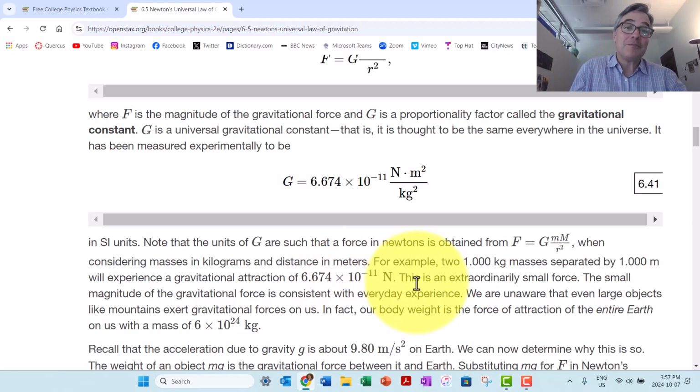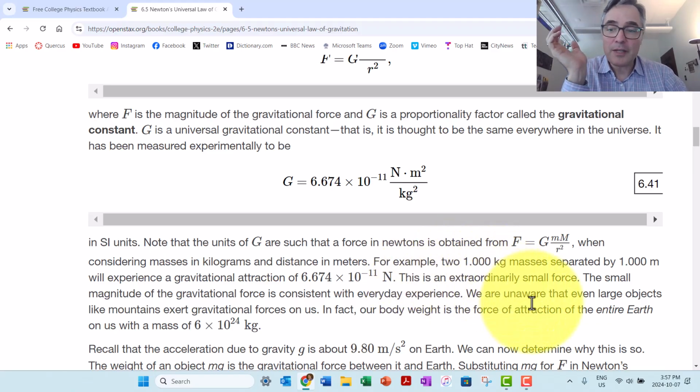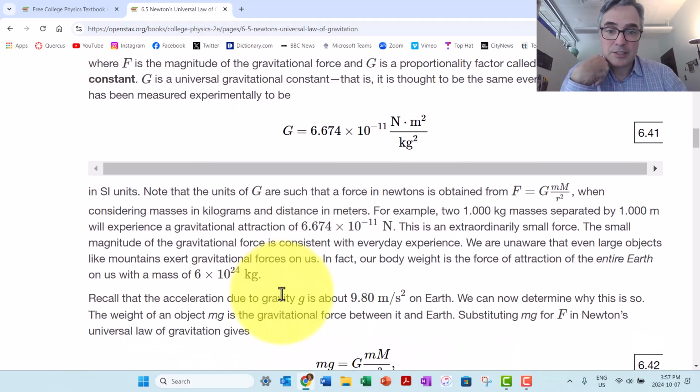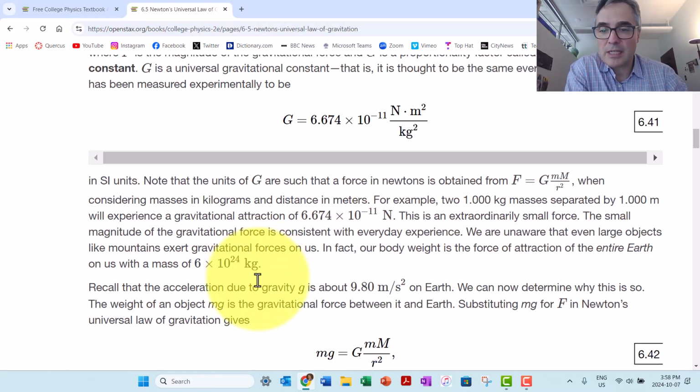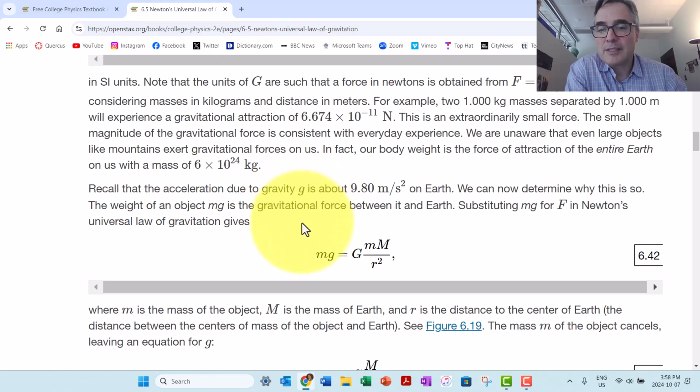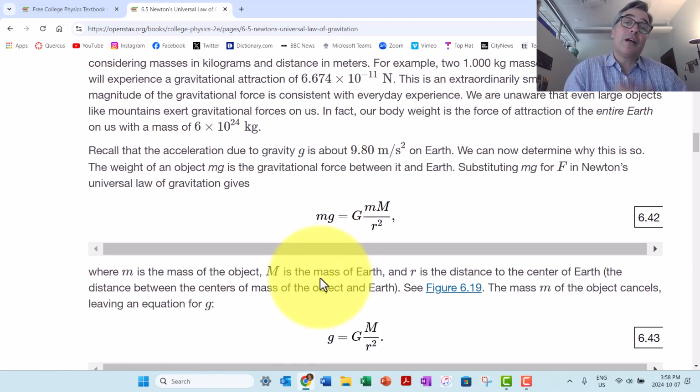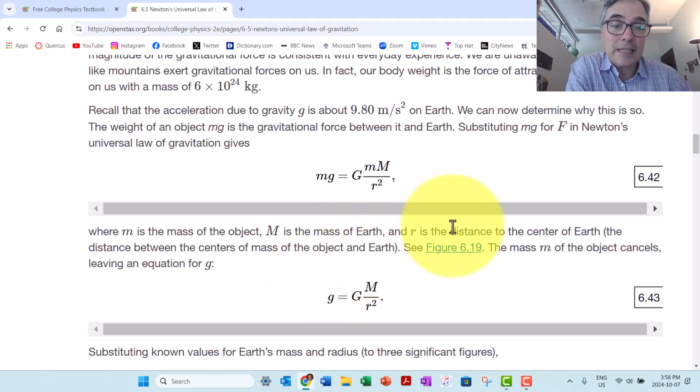Now that's very difficult to measure. It's an extraordinarily small force. We are unaware that even large objects like mountains exert a gravitational force on us. In fact, our body weight is the force of attraction of the entire Earth on us. And the entire Earth has a mass of 6 times 10 to the 24 kilograms. And we can say that the distance between us and the Earth is the distance between the center of us and the center of the Earth. And so that's always the radius of the Earth.